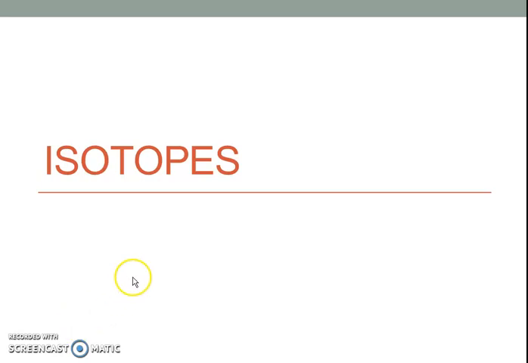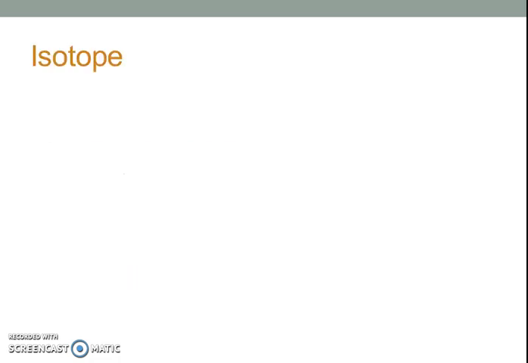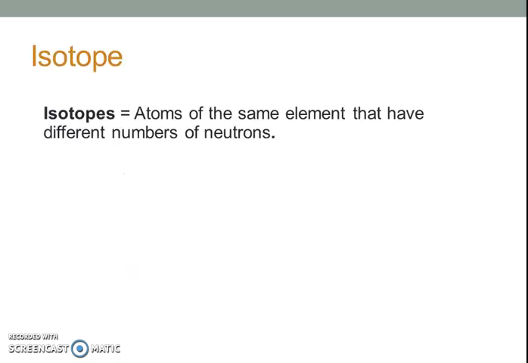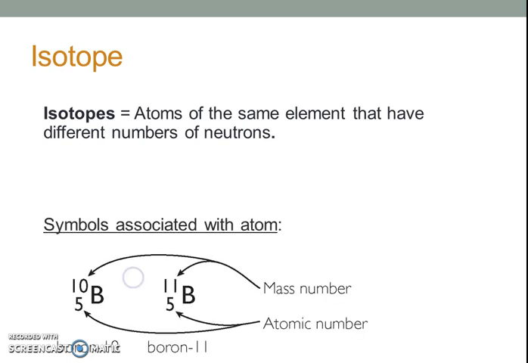Okay, so now that you know the ins and outs of an atom, let's talk a little bit about some different forms that those atoms can come in that we're going to call isotopes. An isotope, these are atoms of the same element that have different numbers of neutrons. So it's still the same element. An atom of carbon is still carbon, but the neutron number is going to be different.